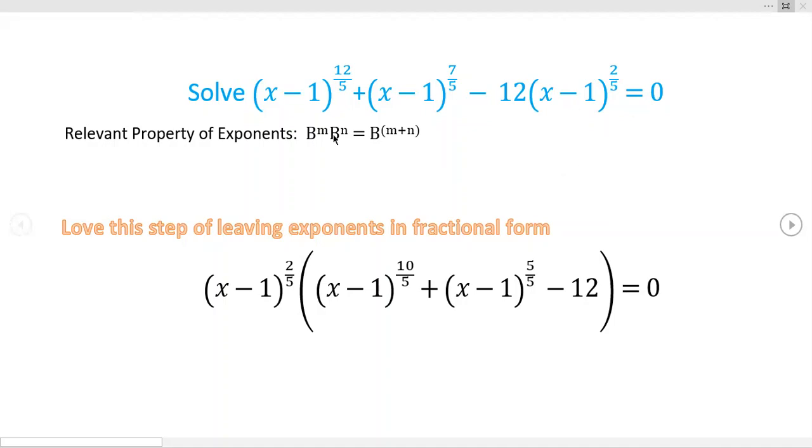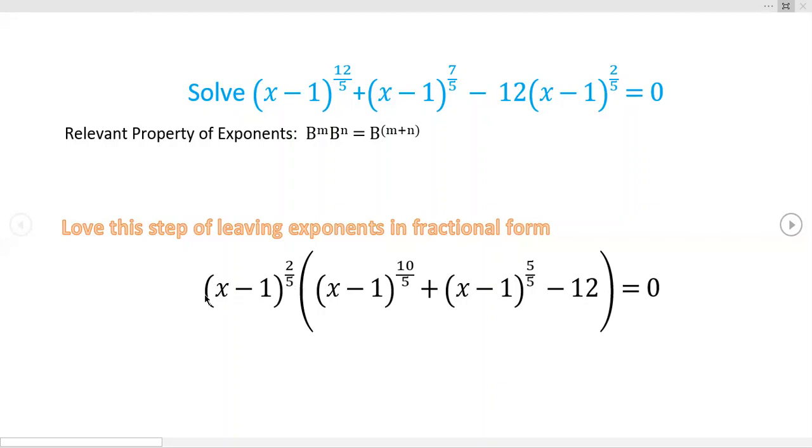But what you do here is common to regular factoring. It turns out it's very convenient to factor out the lowest exponent, the smallest exponent, which is 2/5 in this case. And how do you know? Well, it just turns out that it works out, and I'm sorry, that's the best I can tell you. It works out nicely that way, and it does so for the following reason.